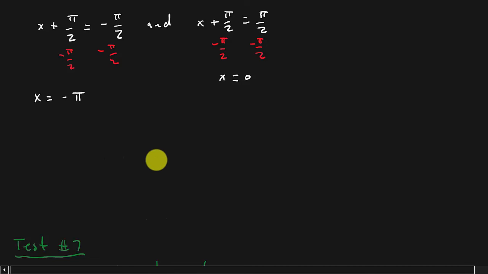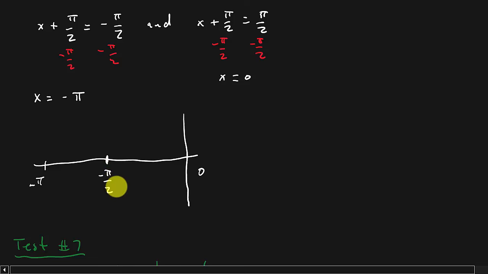Well, let's do this. 0 and negative pi. Now, I showed in the previous problem how to split them up, so I won't show that work in this one. So that's negative pi over 2, that would be negative pi over 4, and this would be negative 3 pi over 4. And so you've got a vertical asymptote here, and a vertical asymptote here at 0. And we'll call this negative 1 and this positive 1.